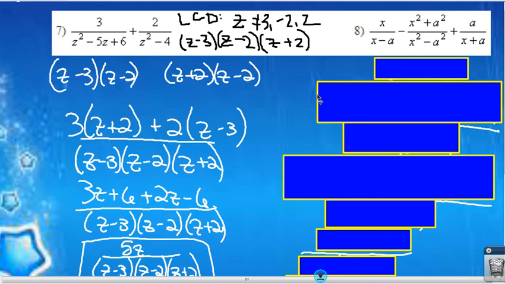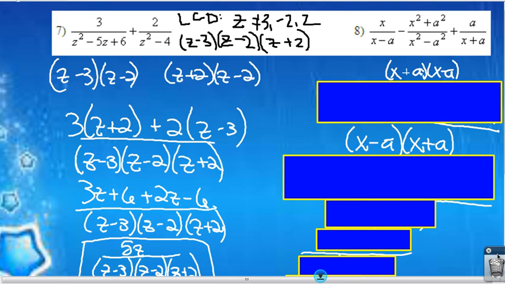For number 8, you're going to start off by factoring as well. X minus a does not factor. X squared minus a squared, that is the difference of perfect squares. That factors into x plus a and x minus a. X plus a on the third fraction does not factor, so it stays as is. And as you look down through all your factors here, the factors that are included in the least common denominator are your x plus a and your x minus a.